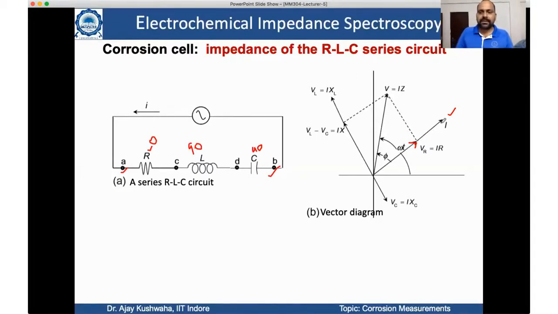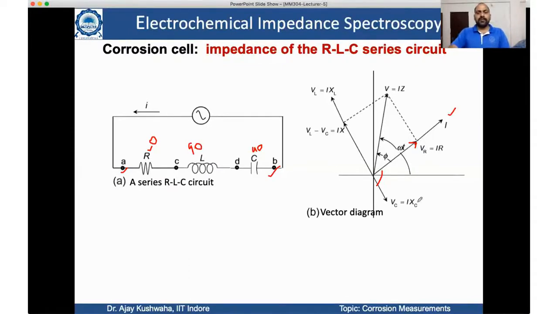So in case of capacitance, if you remember, current was ahead of the voltage, or we can say voltage is behind or lagging. So voltage should be 90° behind. So therefore we are representing this voltage as 90° behind. So VC, the voltage difference due to the capacitance across the terminal A and B, will be written as VC is equal to IXC, where XC is the impedance of the circuit.